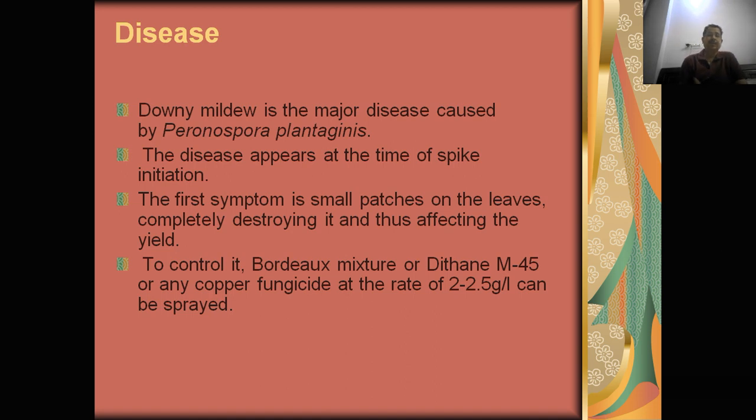Downy mildew is another disease. The disease appears at the time of the spike initiation. The first symptom is small patches on the leaves, completely destroying them and thus affecting the yield. It can be controlled by Bordeaux mixture or Dithane M-45 or any other copper fungicide at the rate of 2 to 2.5 gram per liter sprayed.